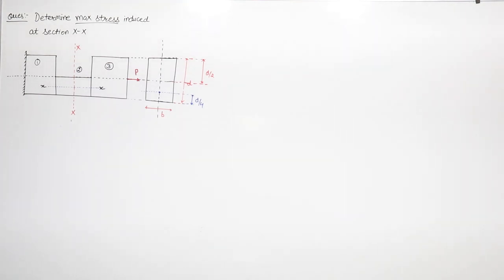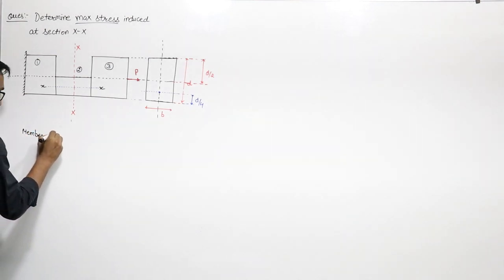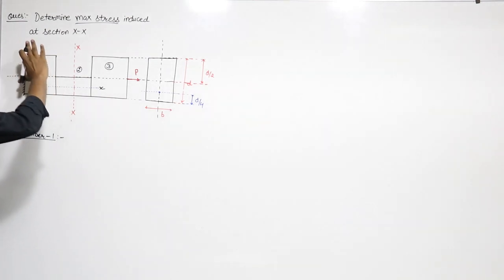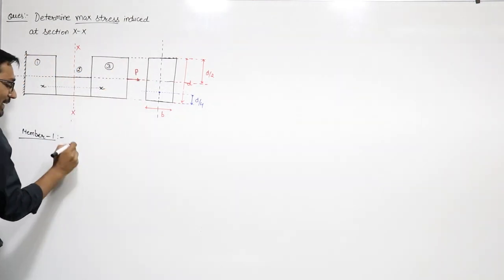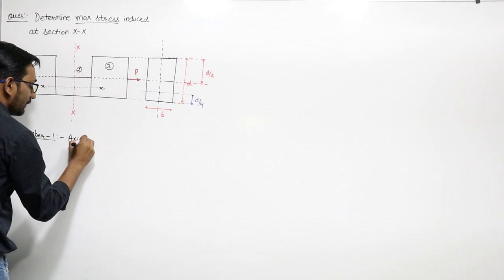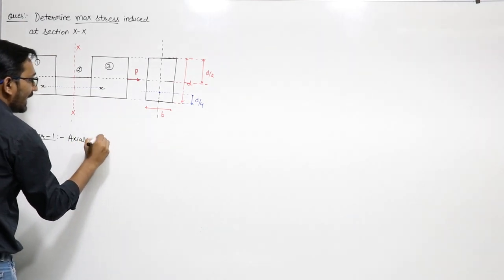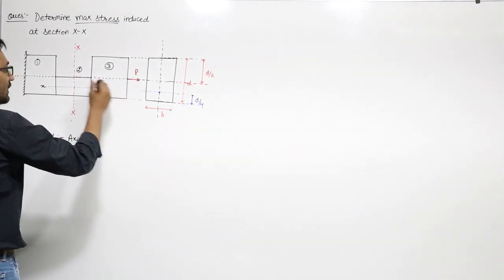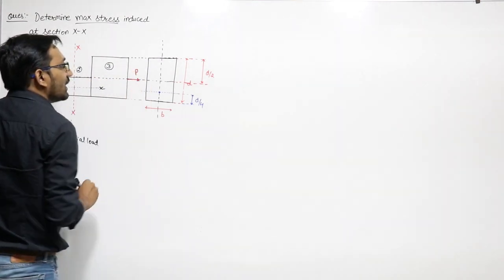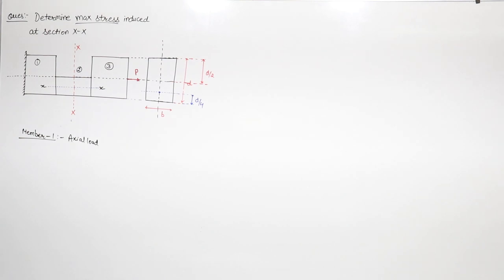So let us say that we have three members. First is your member 1. For member 1, this load P is an axial load. Why axial load? The load is perpendicular to the cross section passing through this longitudinal axis. So this load P is an axial load for member 1.